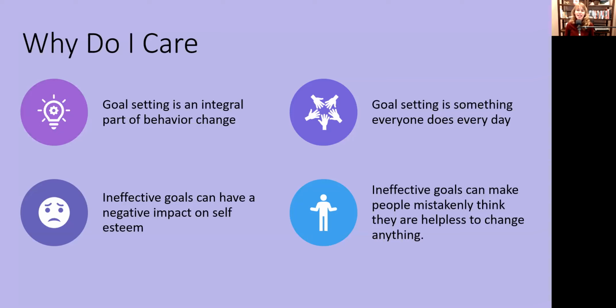Ineffective goals can have a negative impact on your self-esteem. It's one of the reasons that New Year's resolutions tend to be one of the worst things that you can do, because a lot of people don't set good goals. They don't set SMART goals for New Year's resolutions, and then they don't achieve their goals, and then they feel powerless or frustrated or angry at themselves. Ineffective goals can make people mistakenly think they are helpless to change anything. So let's talk about what effective goals look like.